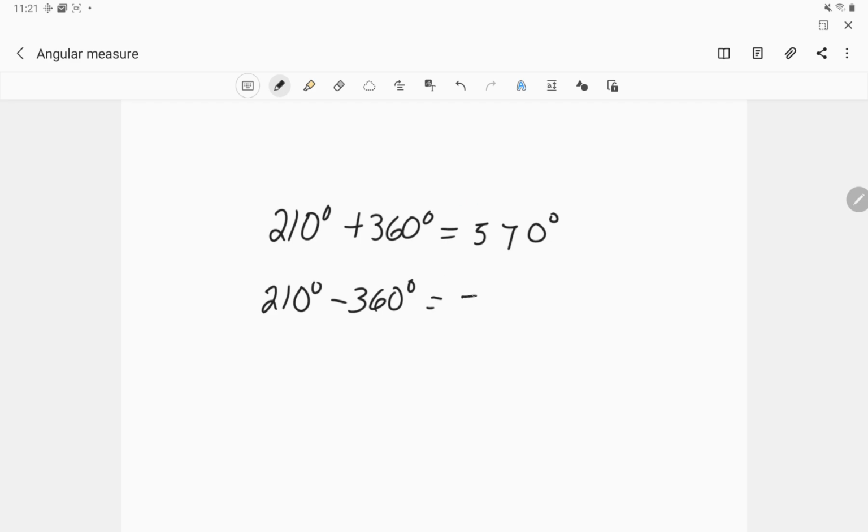If you want a negative coterminal angle, just subtract 360 degrees. That's going to be negative 1, what is that going to be? Negative 150, I think. Negative 150 degrees. I'm not sure. Just a second. Let me see if I did it right. Yep, negative 150. I did it right in my head. That's good. So that is a negative coterminal arm because it's negative.